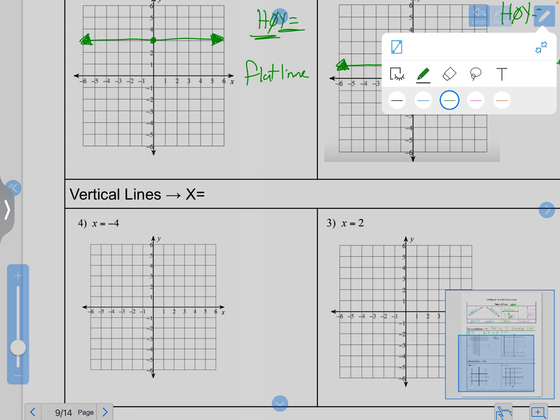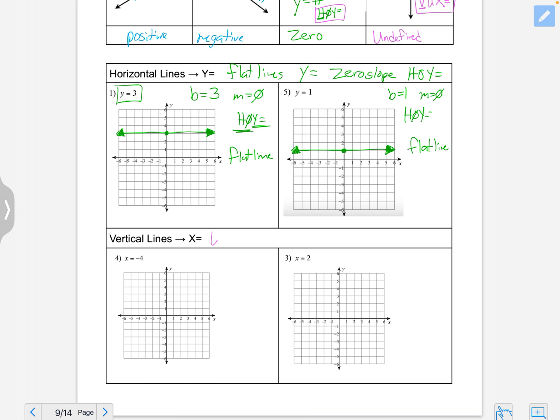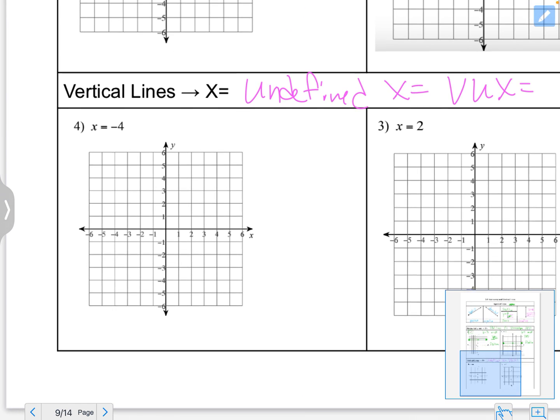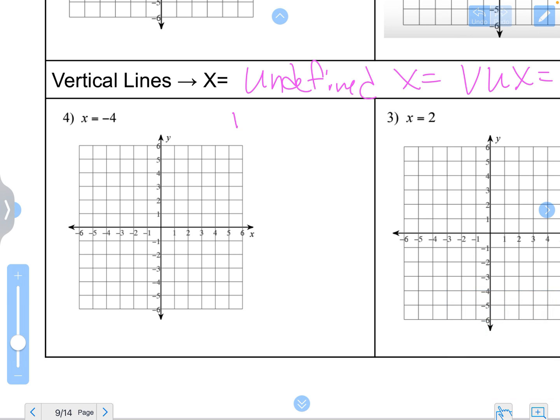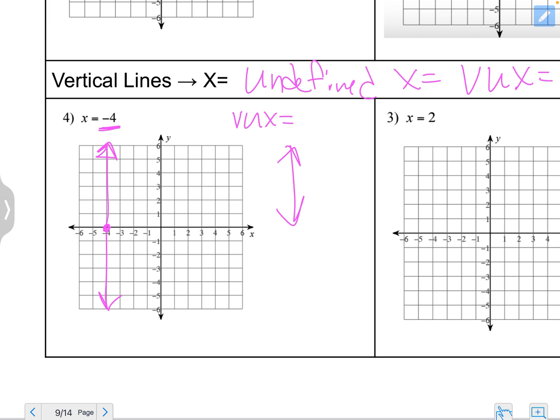All right, so our vertical lines are our undefined. They are our x equals, and they are our VUX. Vertical, undefined, x equals. So if they're VUX lines, their slope is undefined, and there is no y-intercept, and it's going to be vertical. So we want to find where our x value is, which is -4, and it becomes a vertical straight up and down line.